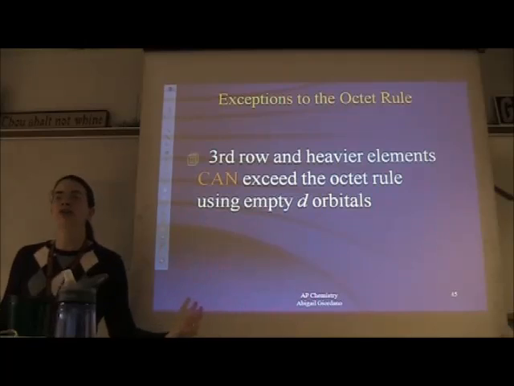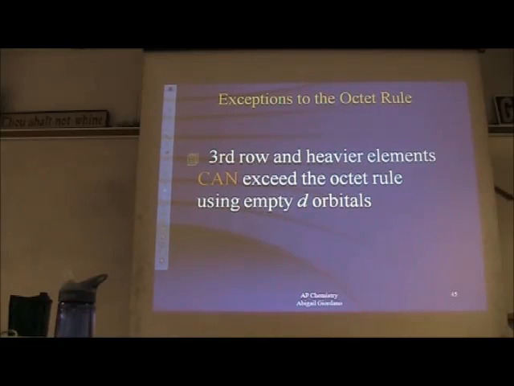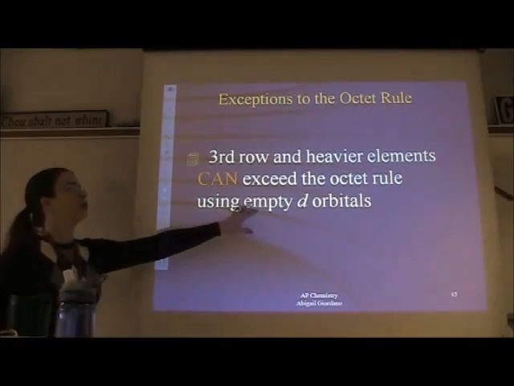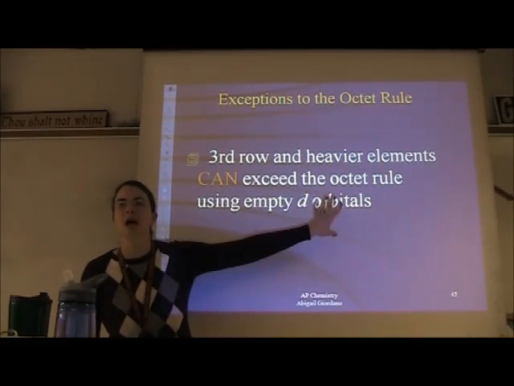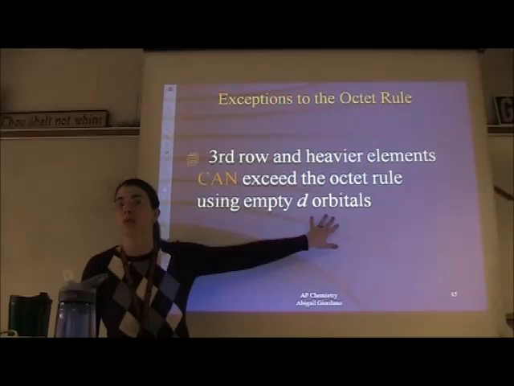Now, can any nonmetal do this? No. The only elements that can exceed the octet rule are elements in the third period of your periodic table. So nonmetals like phosphorus, sulfur, chlorine, the third period or lower. And why is that? Because those are the only elements that have available d orbitals where pairs could go.